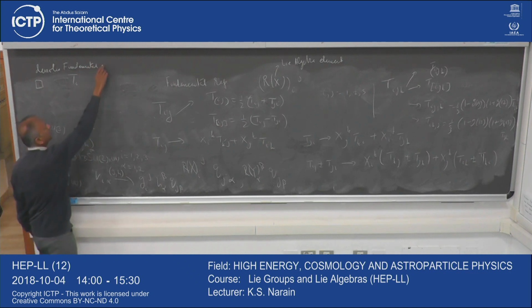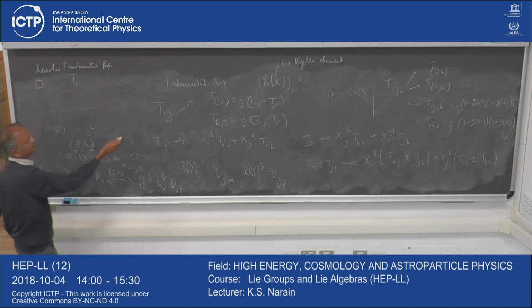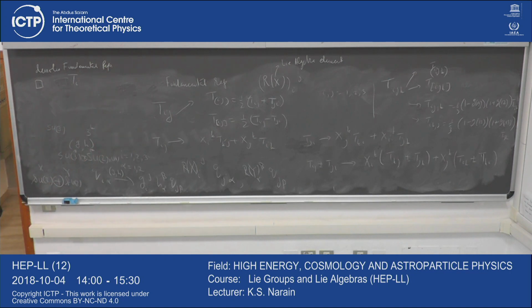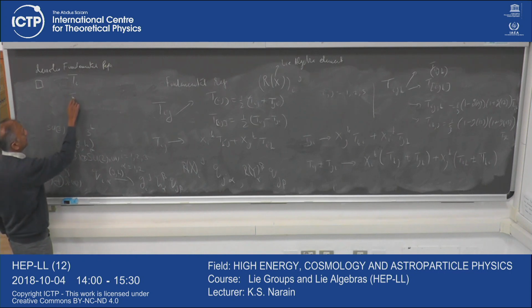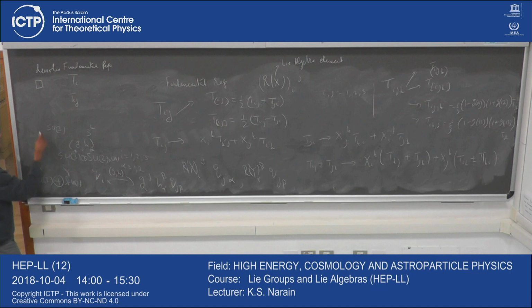Fundamental of anything, SU2, SU3, SUN, anything. Okay. So I take this. Now if I take Tij, then I have two boxes. Essentially, I'm taking the tensor product of two fundamental representations. Right? That's what it means. That is the tensor product of two fundamental representations.